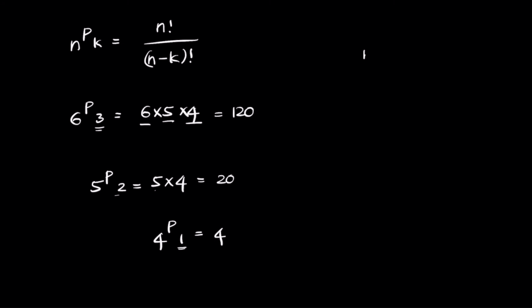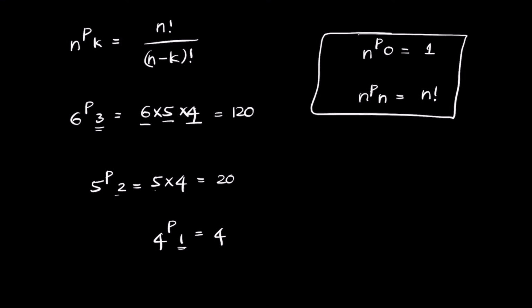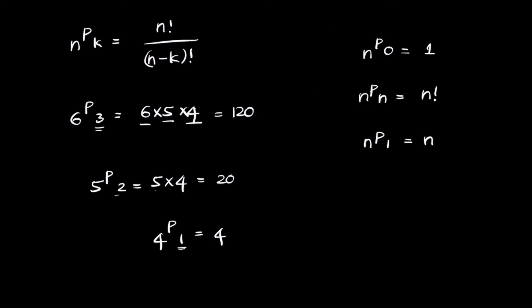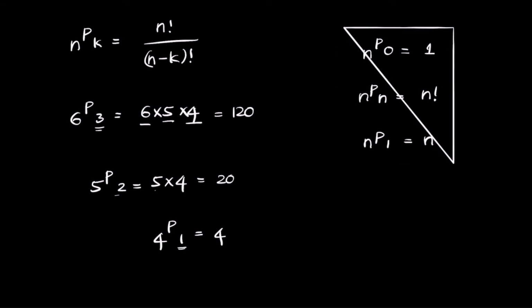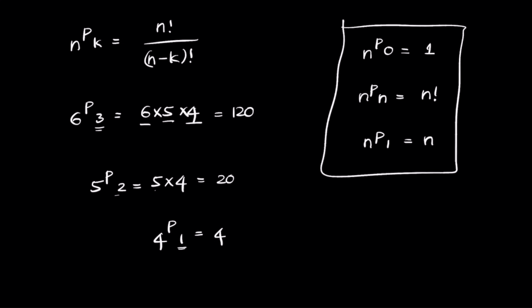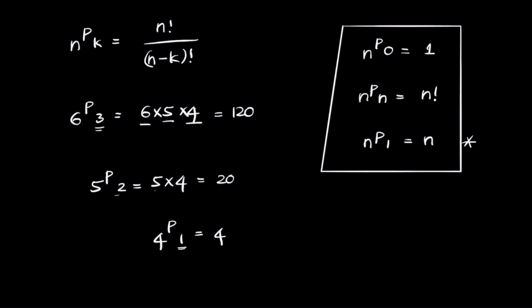The two things that you have to remember are nP0 is 1, and nPn is n factorial. So nPn is n factorial and nP0 is 1. So these are the two common formulas to remember. And nP1 is n. So these are the formulas to remember for permutations.